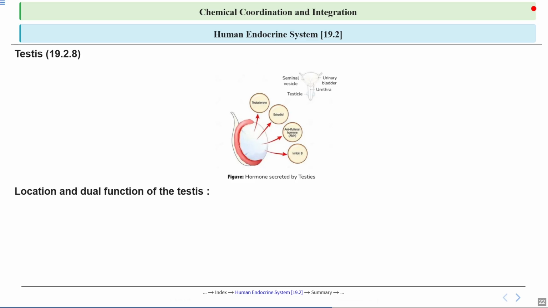So, it has dual function. It produces sperm by the process called spermatogenesis, and secretes hormones like testosterone, which is very important for the development of male secondary sexual characters and maintaining muscle mass and bone density.